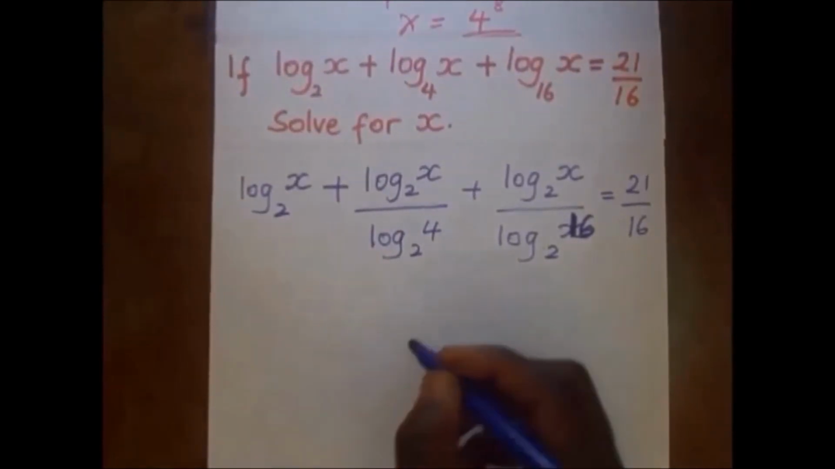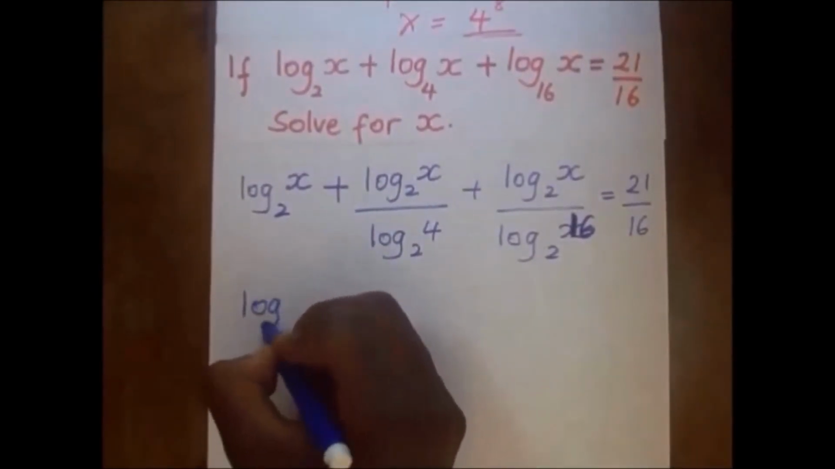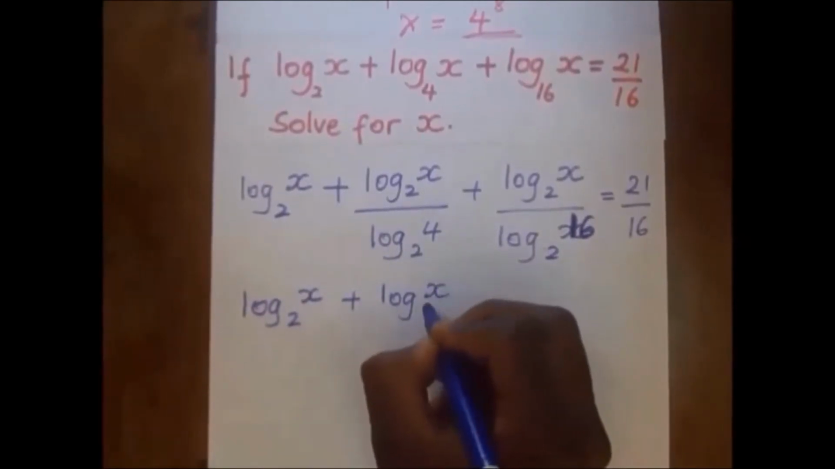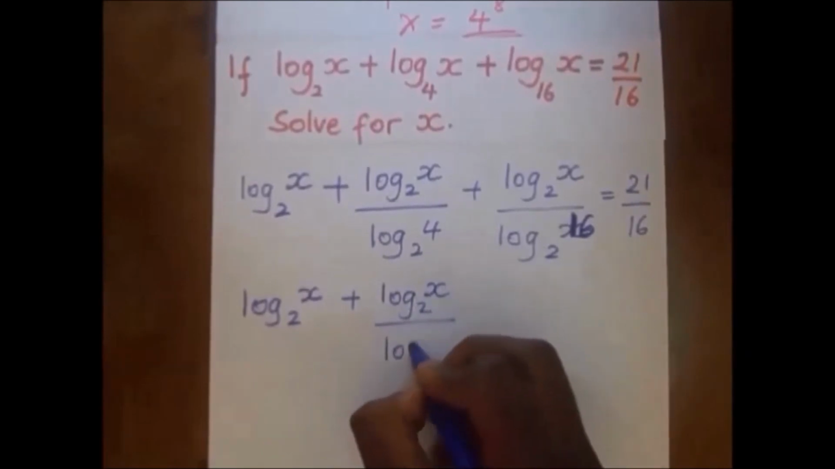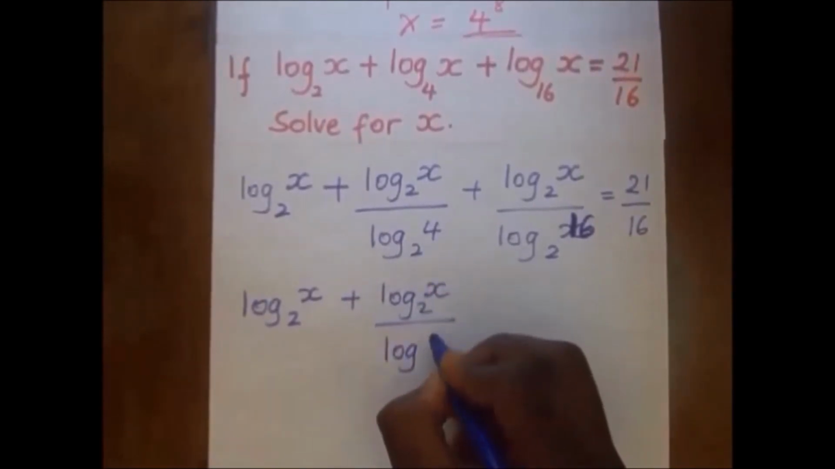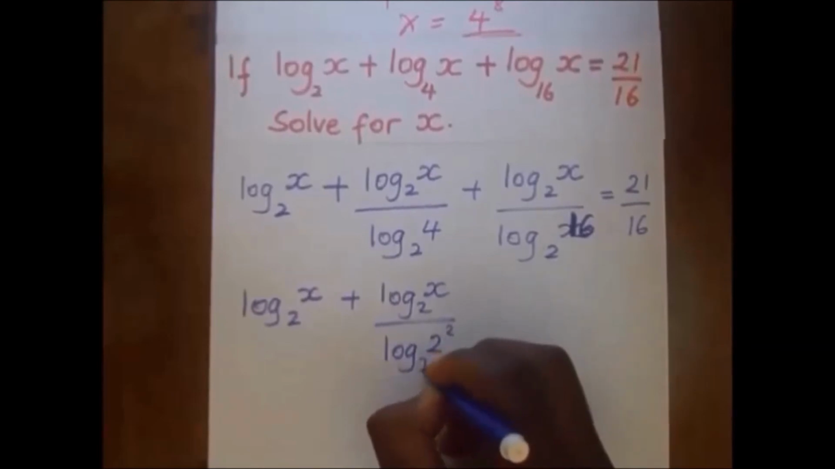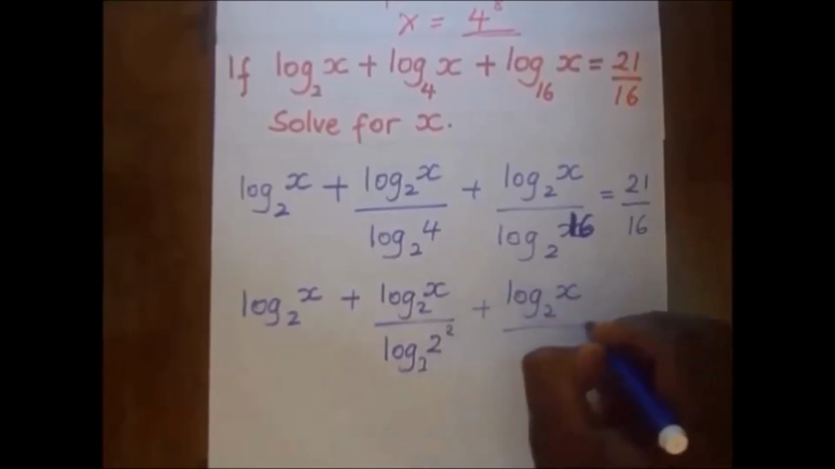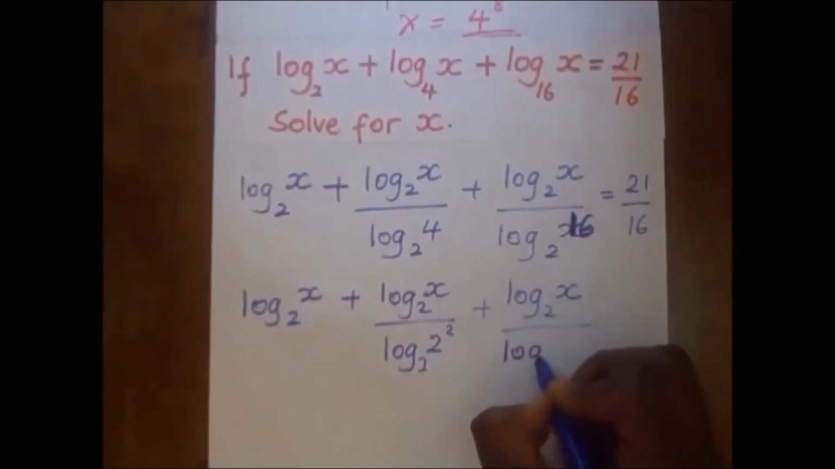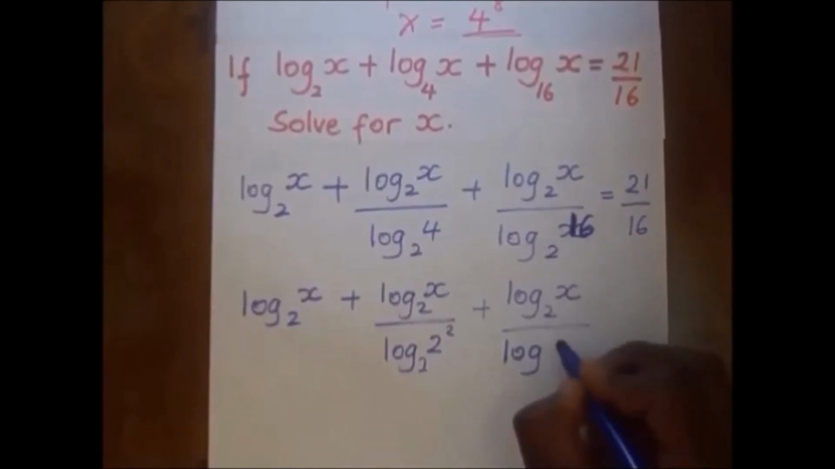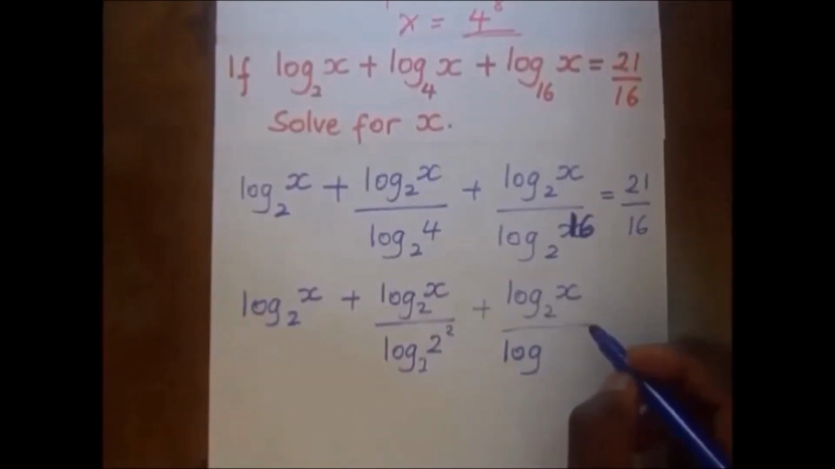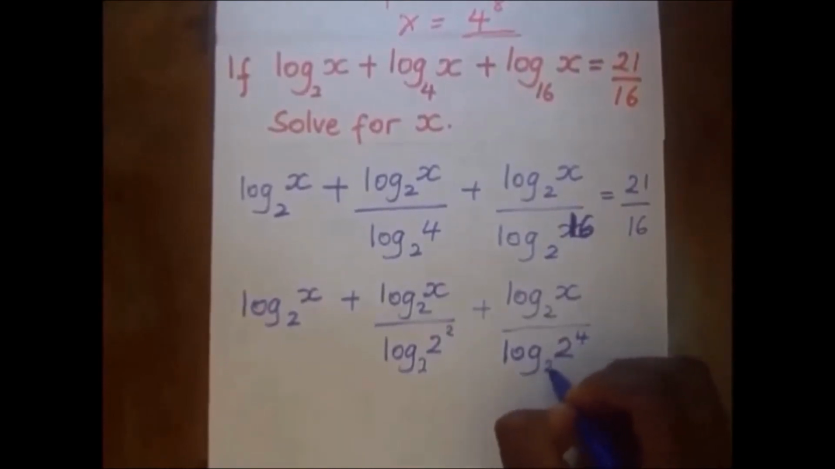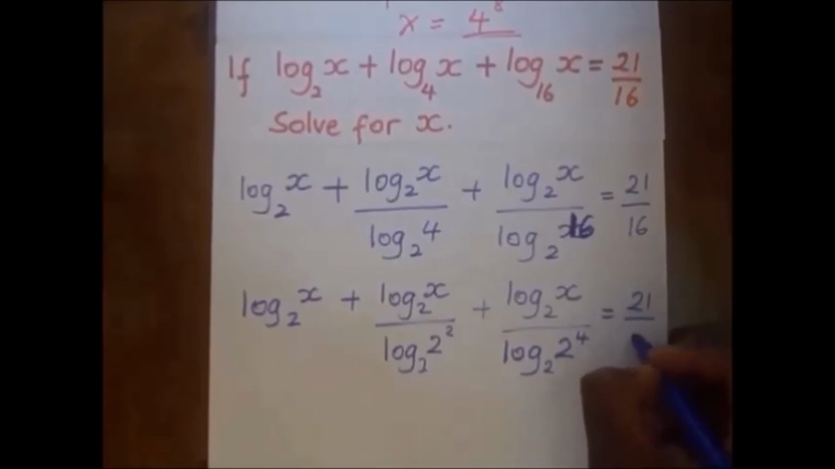So to continue with our calculation, this will become log of x base 2 plus log of x base 2, divide that by the log of, this 4 is 2 squared, so it is log of 2 squared base 2, plus the logarithm of x base 2, divide that by the log. Now 16 is 2 to the power 4, because 2 times 2 is 4, 4 times 2 is 8, and 8 times 2 is 16. So it is log of 2 to the power 4 base 2, is going to be equal to 21 over 16.